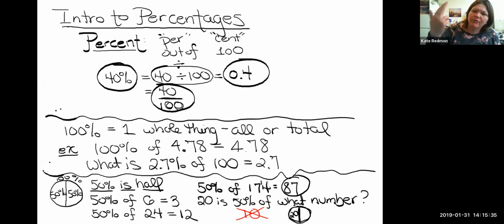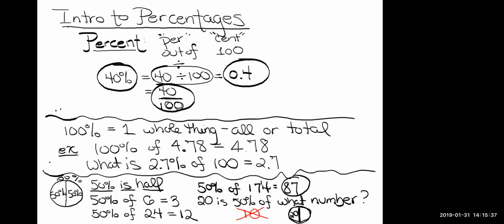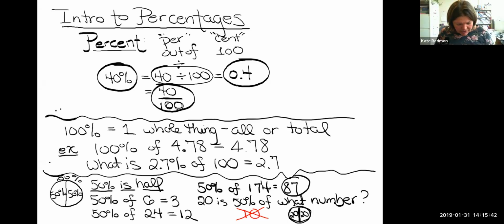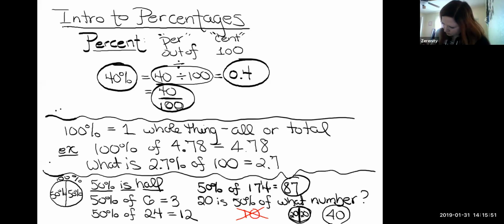Well, what would the whole number be worth then? 40. 40, exactly. If one half's 20, the other half's 20, then 20 is 50% of what number? It's 50% of 40. Great, you guys, we're not fooled. So 100% is easy. 50% is easy. Let's look at some other percents that can be done mentally like this, okay?